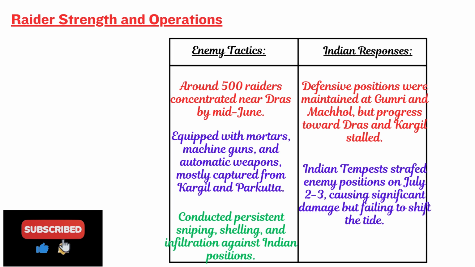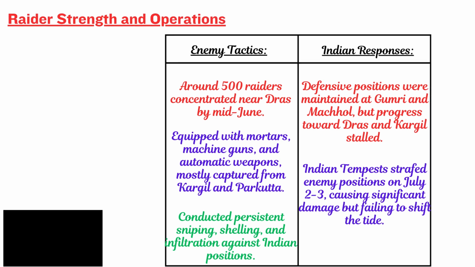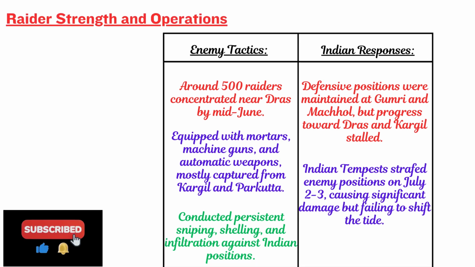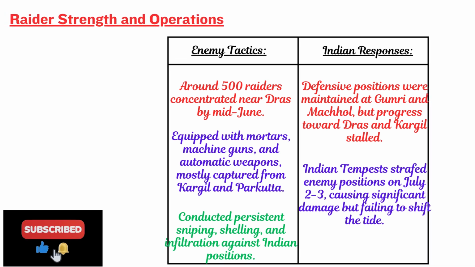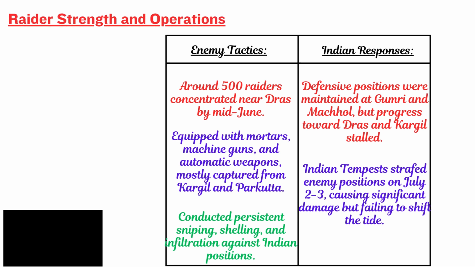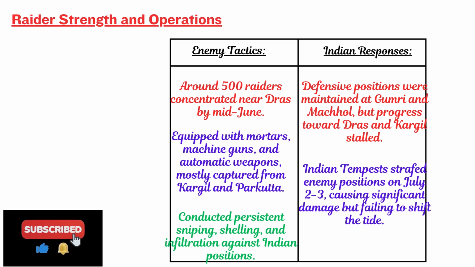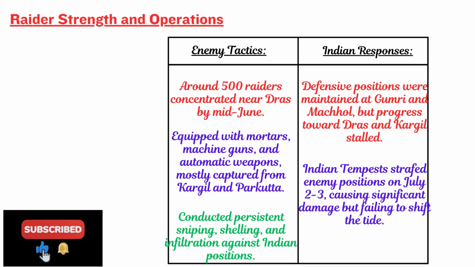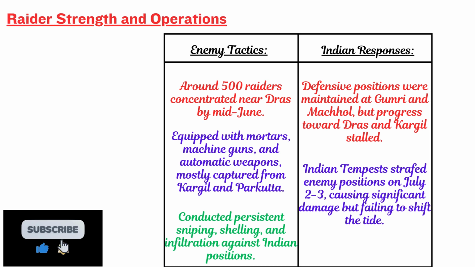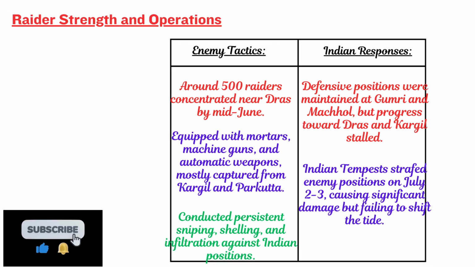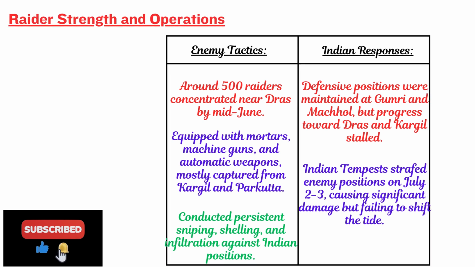Airstrikes by Indian Tempests, July 2nd to 3rd. In a bold move, Indian Tempest aircraft conducted strafing runs on enemy positions. These airstrikes inflicted significant damage on raider camps, disrupting their operations temporarily. However, while effective, the strikes failed to shift the overall momentum of the campaign due to the lack of sustained follow-up actions and reinforcements. Dosto, the Indian responses showcased courage and determination, from holding defensive positions to utilizing air power. However, the lack of coordinated follow-ups and the overwhelming strength of the raiders made it difficult to turn the tide.